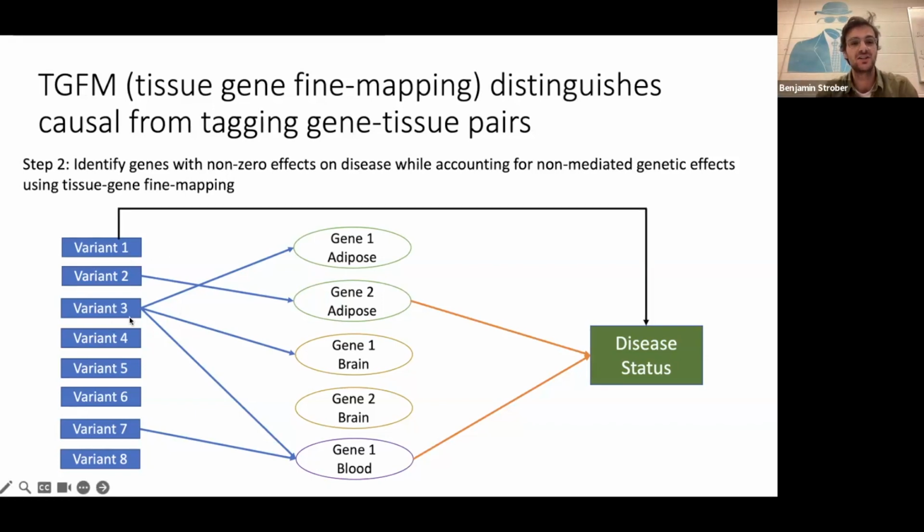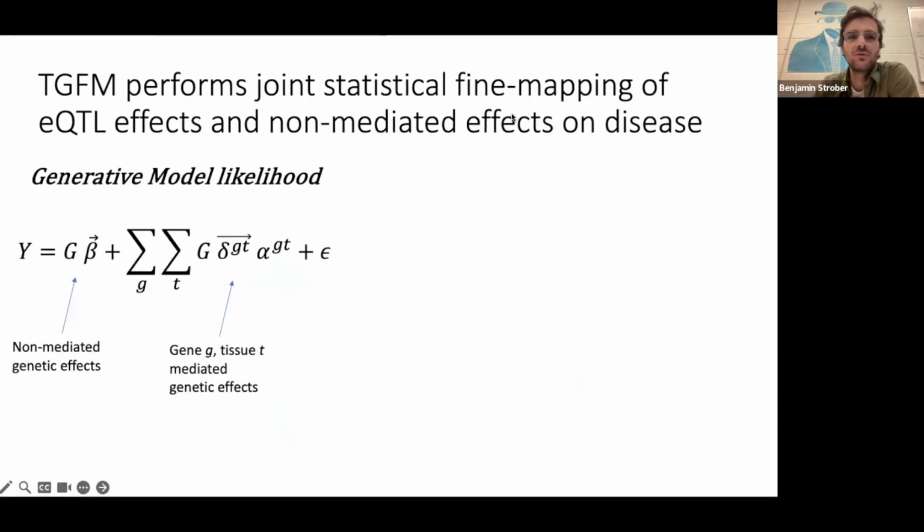And in addition to that, considering all effects of a given genetic variant that doesn't go through expression and just goes through its own pathway. And so more specifically, in terms of the mathematical model underlying TGFM, we have this trait generative model where our trait Y is equal to the sum of effects from two different genetic effects. We first have these non-mediated genetic effects where G is our genotype matrix and beta is the vector of causal non-mediated variant to trait effect sizes.